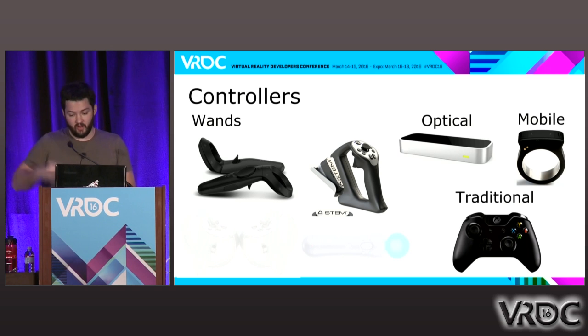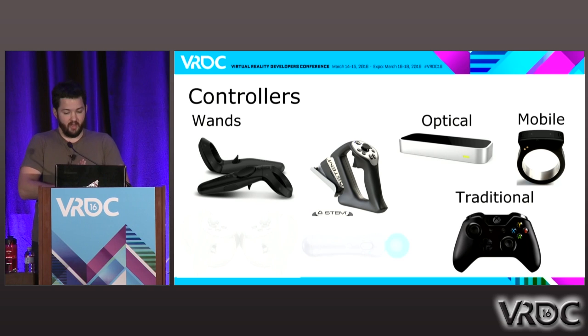And then it gets weirder as you go out and you have optical trackers like the Leap, where you're not holding a controller, you just have your hand there, as well as some mobile controllers like the Nod Ring, for example, that you just wear on a finger and it does some positional tracking and has a few buttons on it. And of course, good old gamepad, traditional input.